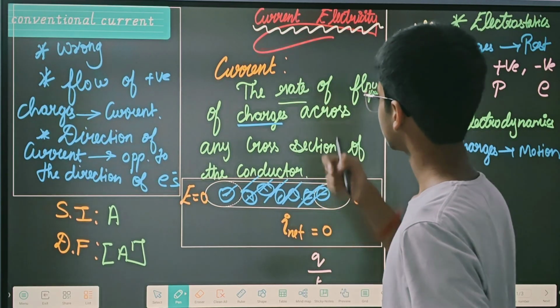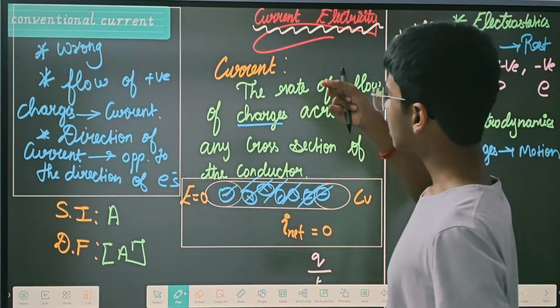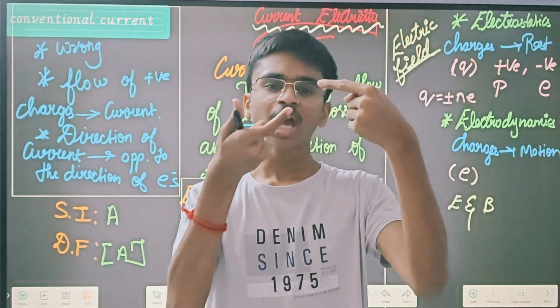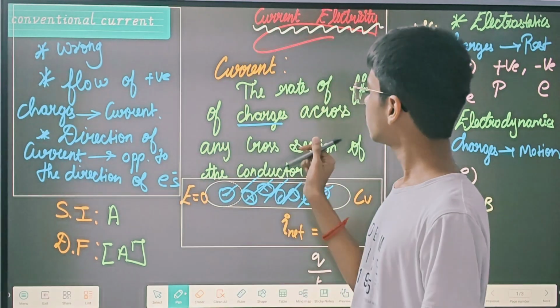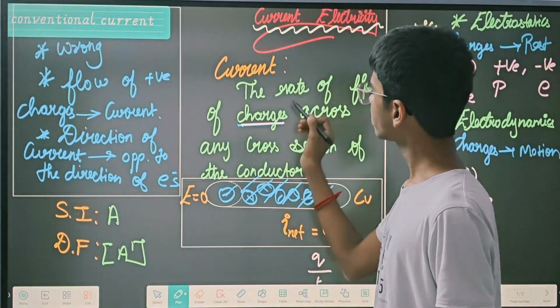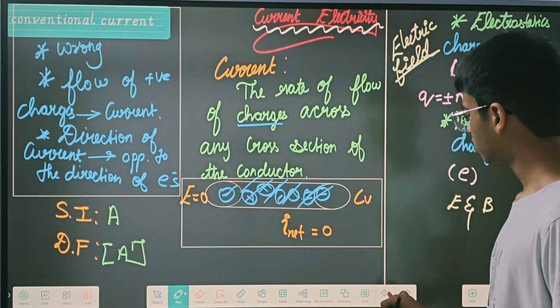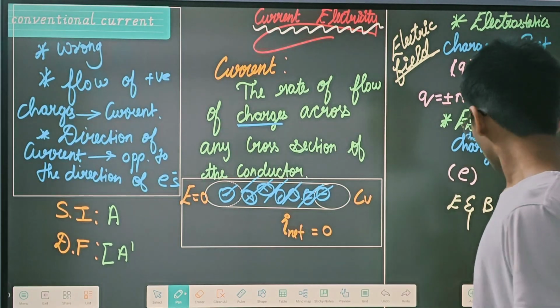See, rate means per T. Rate means the particular keyword that they have represented, right? With that keyword you have to divide it with T. So here the keyword is going to be charge. So with this you have to divide T, which is going to be Q by T. I hope you all can get it.